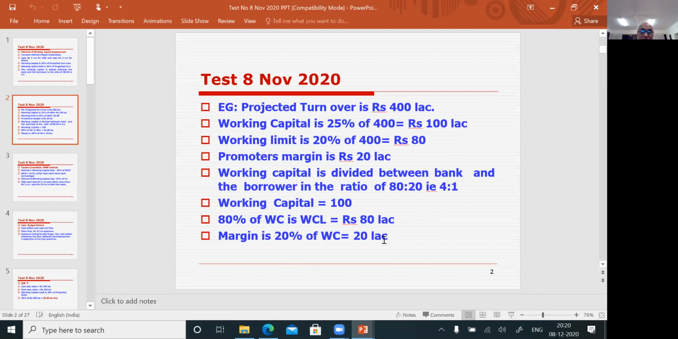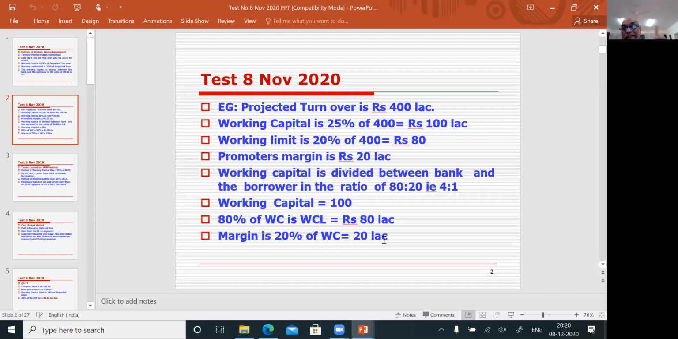Why have I given this here? In the example, if they ask, the working capital is so many percent of the turnover, you write 25% of the projected turnover, no problem. Suppose they give the working capital limit as a percentage of the projected turnover, 20% of the projected turnover. Suppose in the exam they do not give the projected turnover. What they give is that the working capital is 100 lakhs.